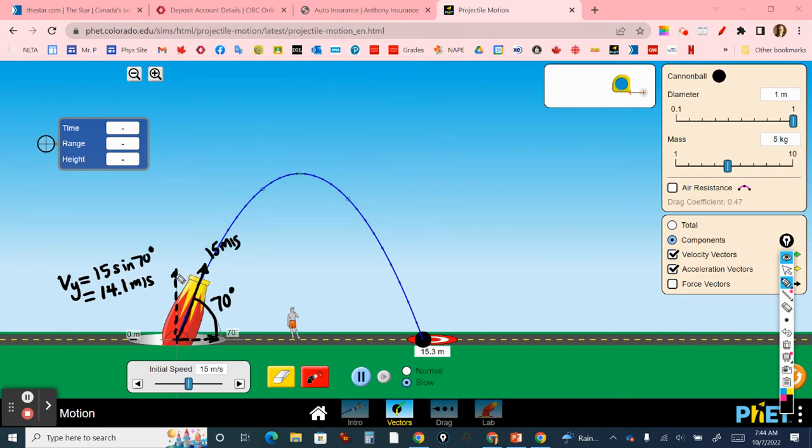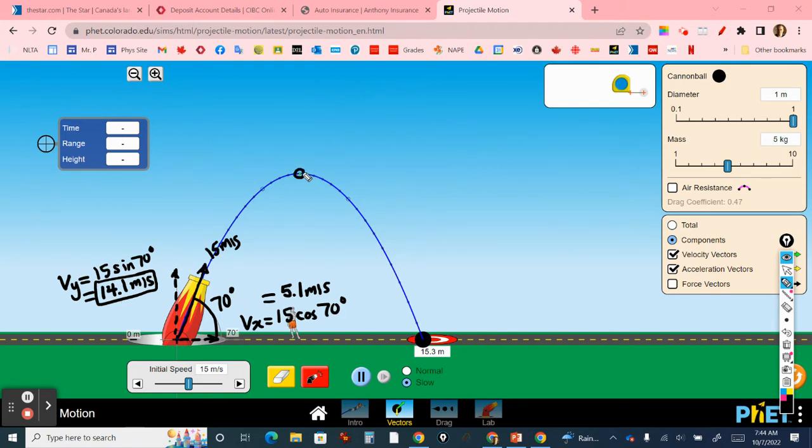And the x-coordinate of the velocity, the Vx, is going to be 15 cosine 70 degrees. When we do that calculation, we get 15 cosine 70. It's going to be a lot less: 5.1 meters per second. So when it initially starts to rise, this is the Vy velocity. It's going to be 14.1.